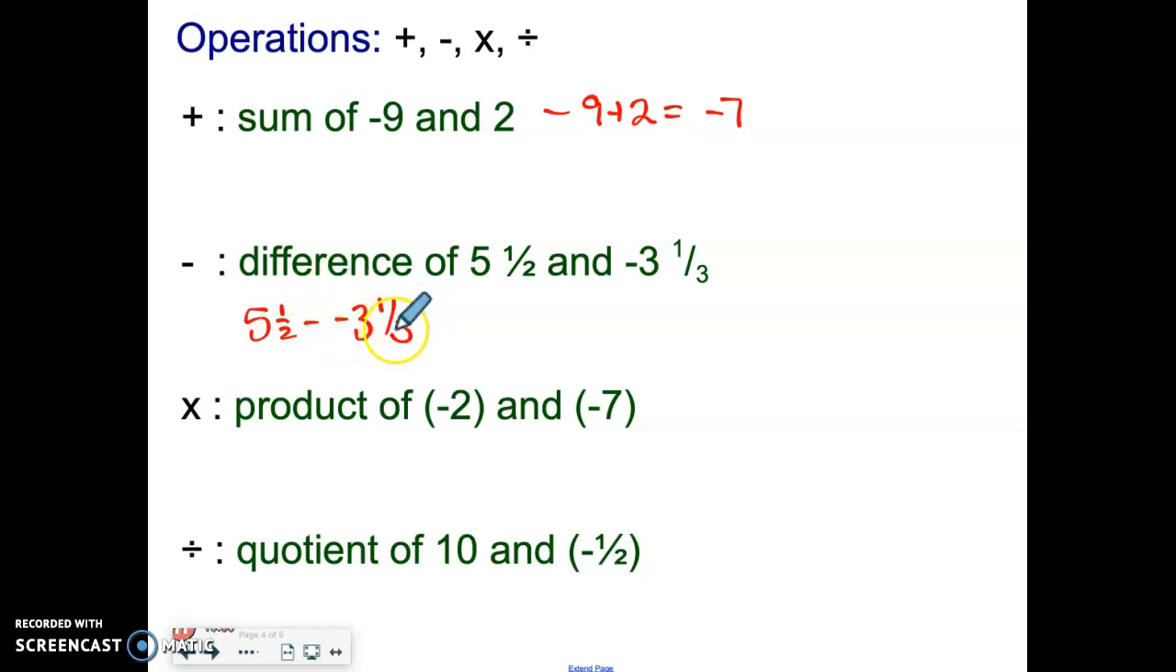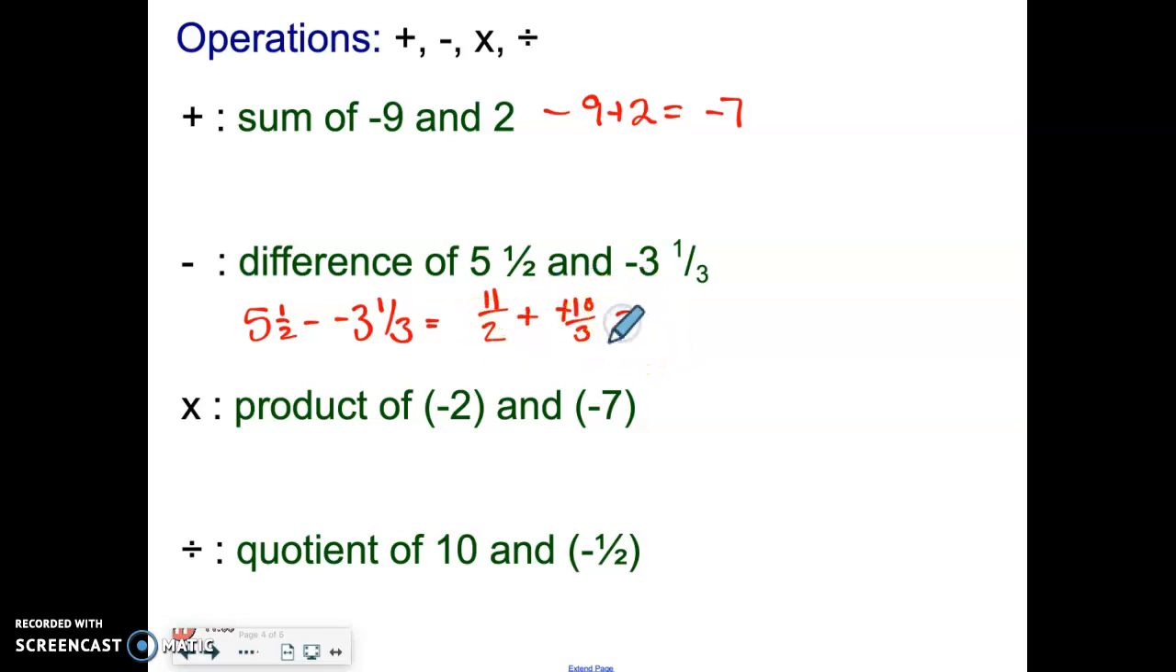The first thing I would notice is that I don't have common denominators, so I'm going to need to make these into improper fractions in order to do the subtraction. I would do that by multiplying 5 times 2 and then adding 1 to give me 11 halves. And here I would have 3 times 3 plus 1, that is 10, so this is going to be negative 10 thirds. And the double subtraction here, you think adding the opposite, well, it actually ends up just becoming addition.